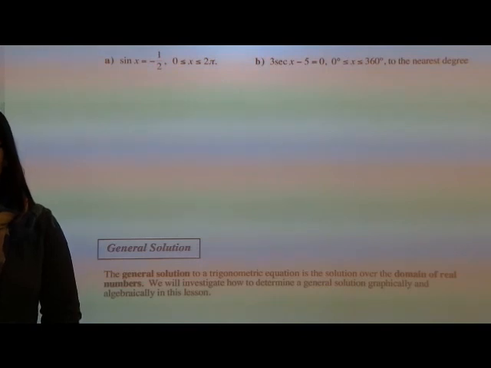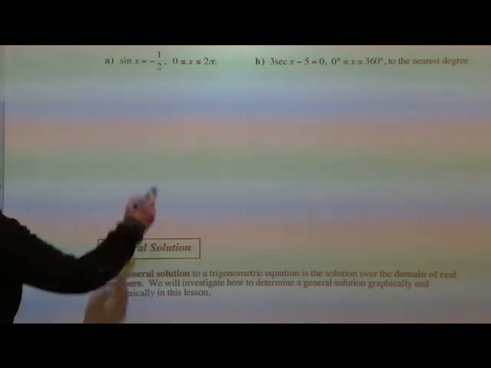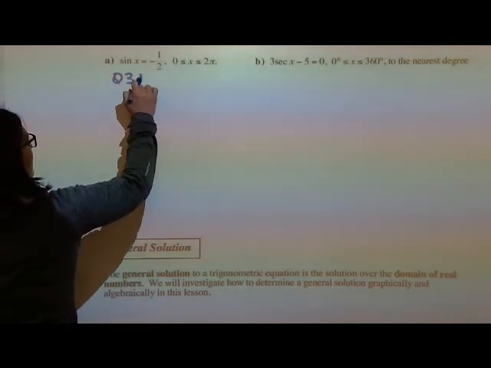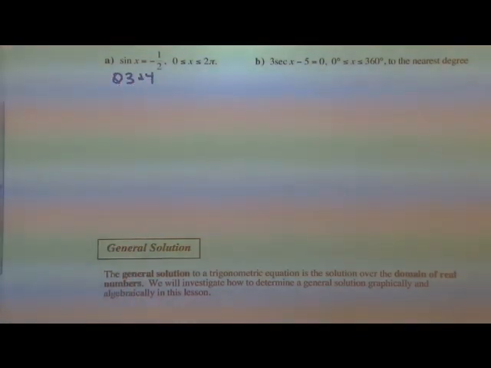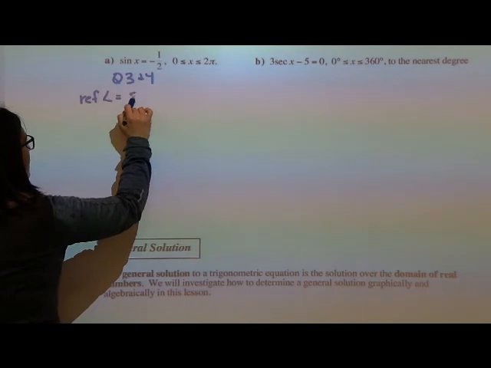I first of all need to figure out what quadrants I should be in. So my sine value is negative. What quadrants does that put me in? 3 and 4. So then I want to determine my reference angle. How do I determine the reference angle? Take sine inverse.